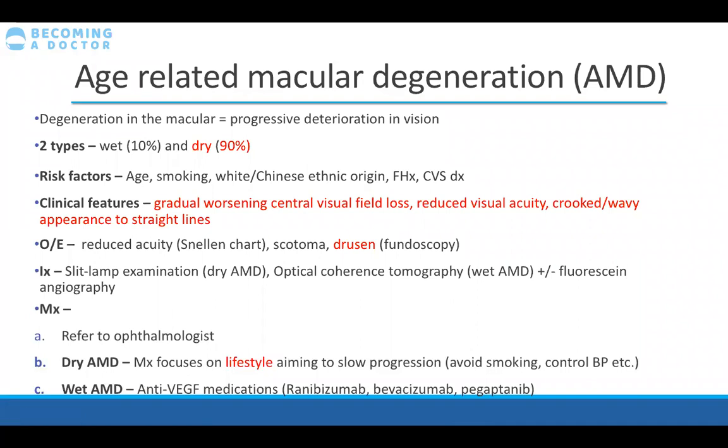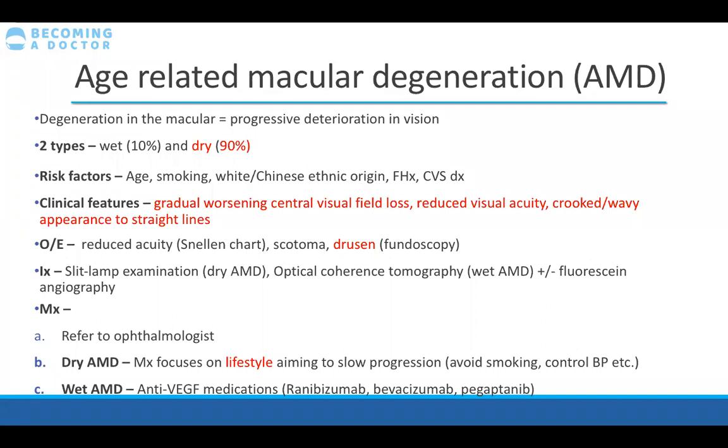If it's dry AMD, your management focuses on lifestyle. So you're trying to slow the progression. There's nothing you can do to stop it. So again, look at the risk factors. If the patient smokes, then try to control it. Cardiovascular disease is a risk factor, so control blood pressure and everything else on those lines.